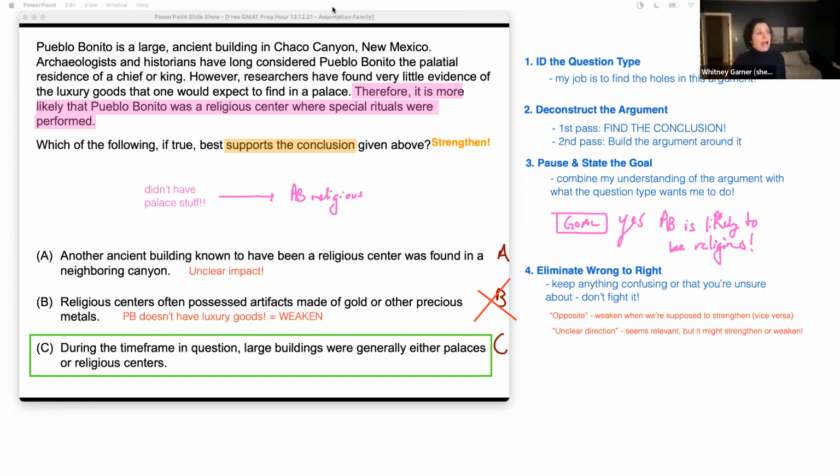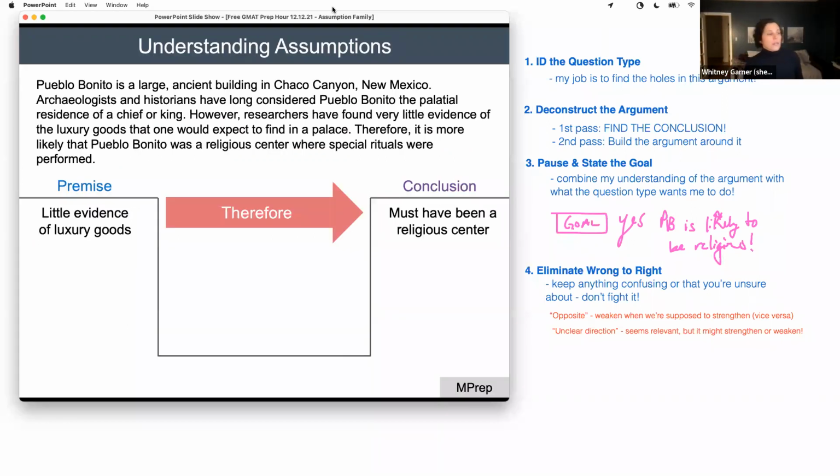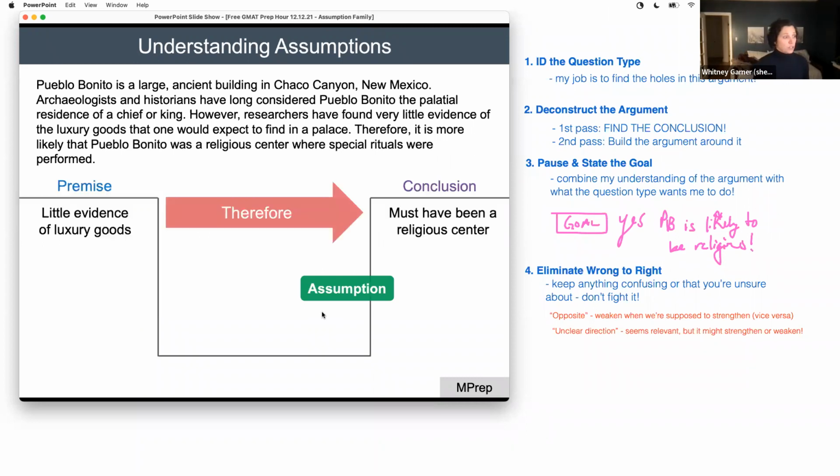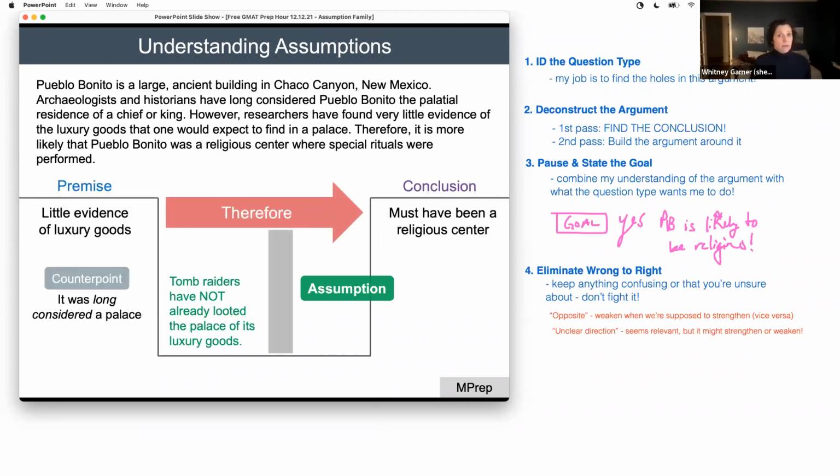Now, just to round out using this Chaco Canyon example, we can look at this exact same argument in the universe of assumption. So what might we be assuming here? A different assumption could totally be that we assume that tomb raiders didn't already come and take everything. They looted the place and took everything.